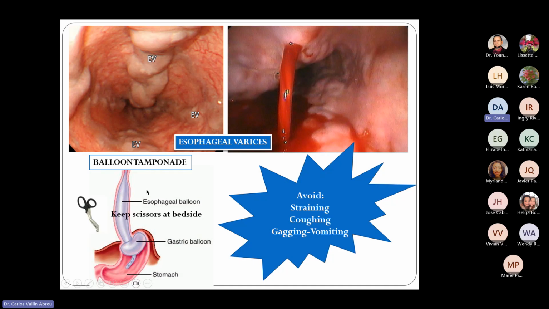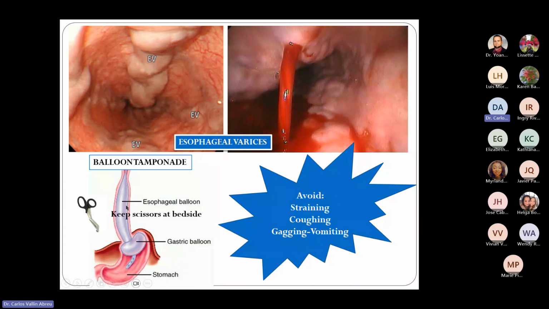Have in mind that they use a balloon tamponade of the esophagus, with this sausage-shaped balloon that is inflated with air in the esophagus to make pressure on the bleeding varicose vein. Meanwhile, the doctor decides what to do, with endoscopic sclerosis or surgery in the client.